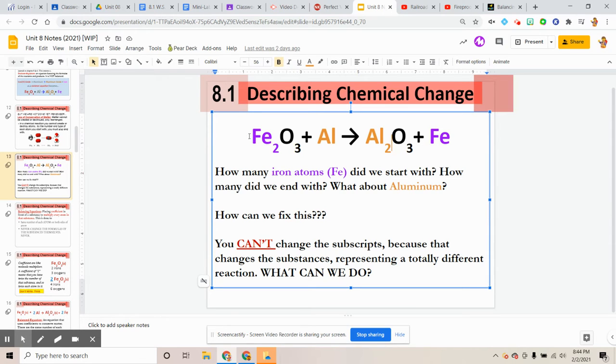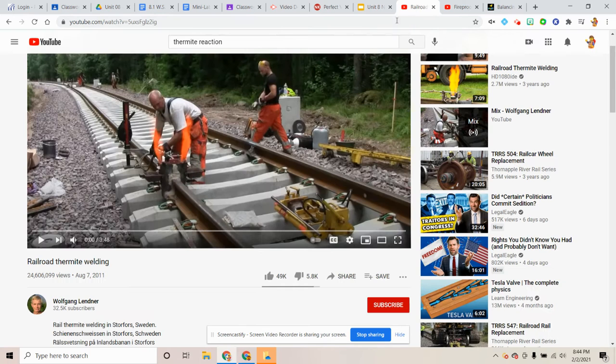So if you wanted to pull off this reaction, it's not just enough. By the way, this reaction is called the thermite reaction. It's really super cool. I'm going to show you a video of it right now. But if you want to pull off this reaction, it's not just enough to know what ingredients you have, but how much of each ingredient you're going to use. So this is the thermite reaction, and here's how it works, okay?